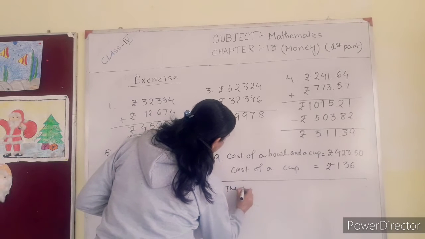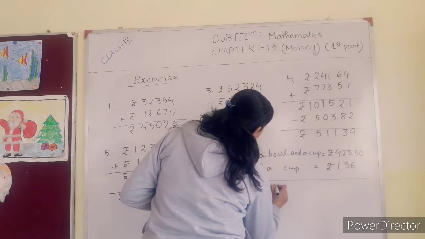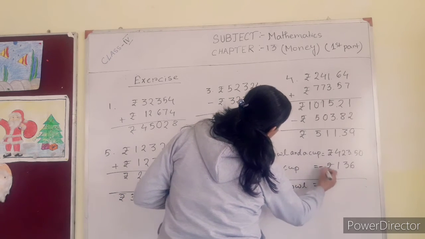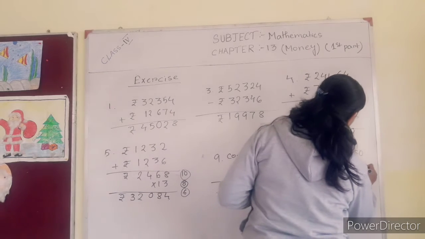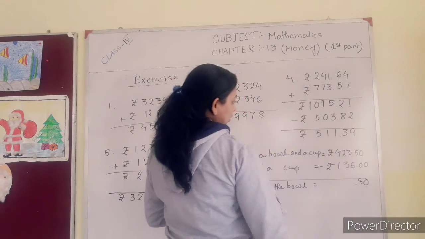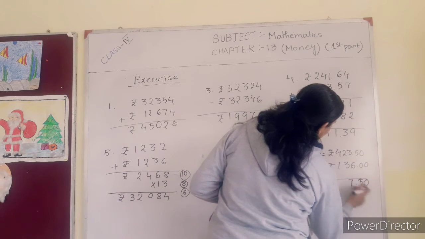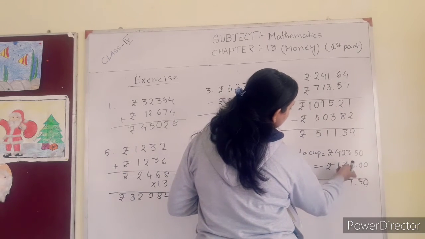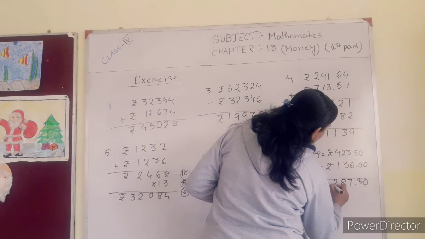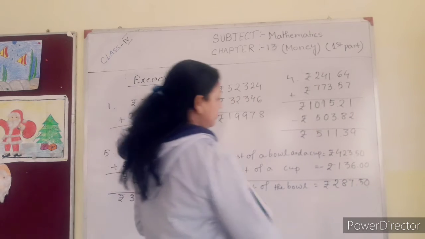Therefore, the cost of the bowl is equal to 423.50 minus 136. 3 is smaller than 6, 13, 7, 3 plus 1 is 4, 12, 8, 1 plus 1 is 2, 4 minus 2. So the answer is 287.50.